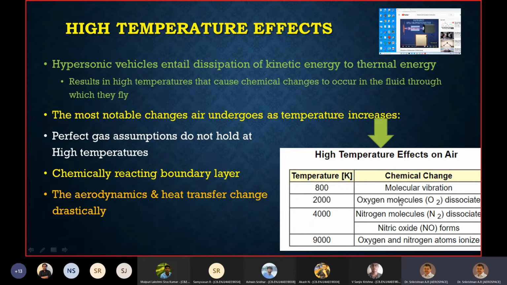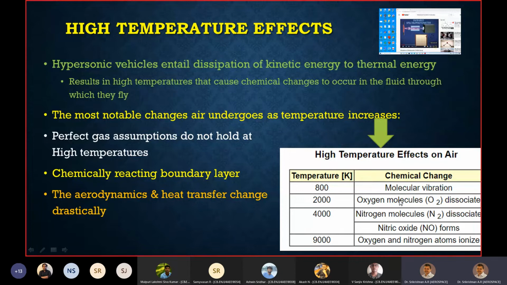That is the first thing, as the temperature keeps increasing. The second one is when temperature goes to say 2000, etc. The oxygen molecules, which are otherwise strongly associated, will start dissociating.